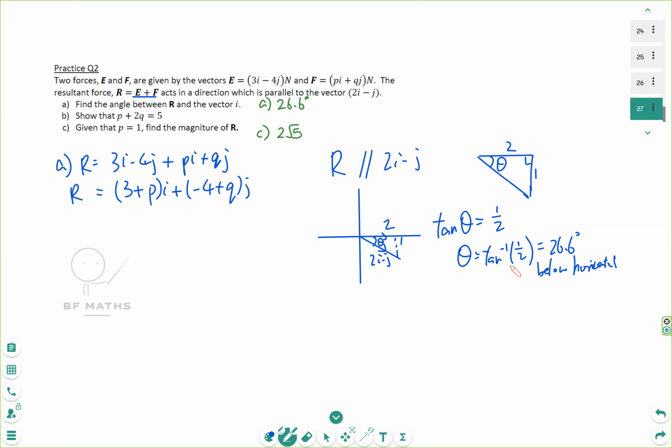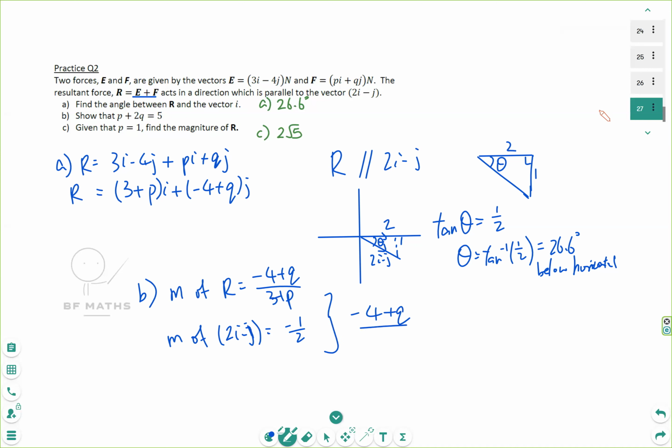Part B, show that p plus 2q equals 5. That's when we can use the word parallel. Parallel also means the gradient is the same. So the gradient m of R equals, remember, the j component over the i component, so minus 4 plus q over 3 plus p. The gradient of 2i minus j is minus 1 over 2, the j component over the i component. So they're parallel, which means they're equal. So minus 4 plus q over 3 plus p equals minus a half.